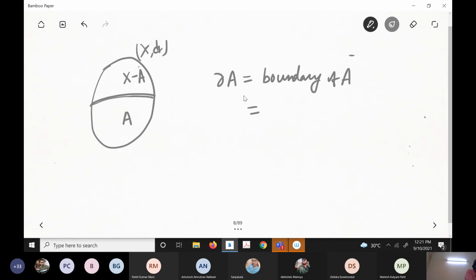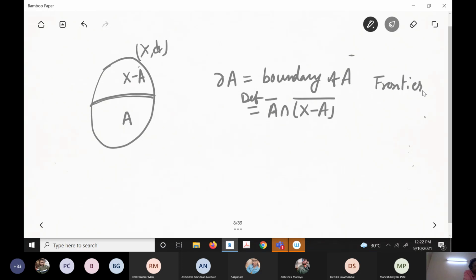This is the definition: A bar intersection X minus A bar, the intersection of the closure of both. This is the definition of boundary. It has other names, like frontier.